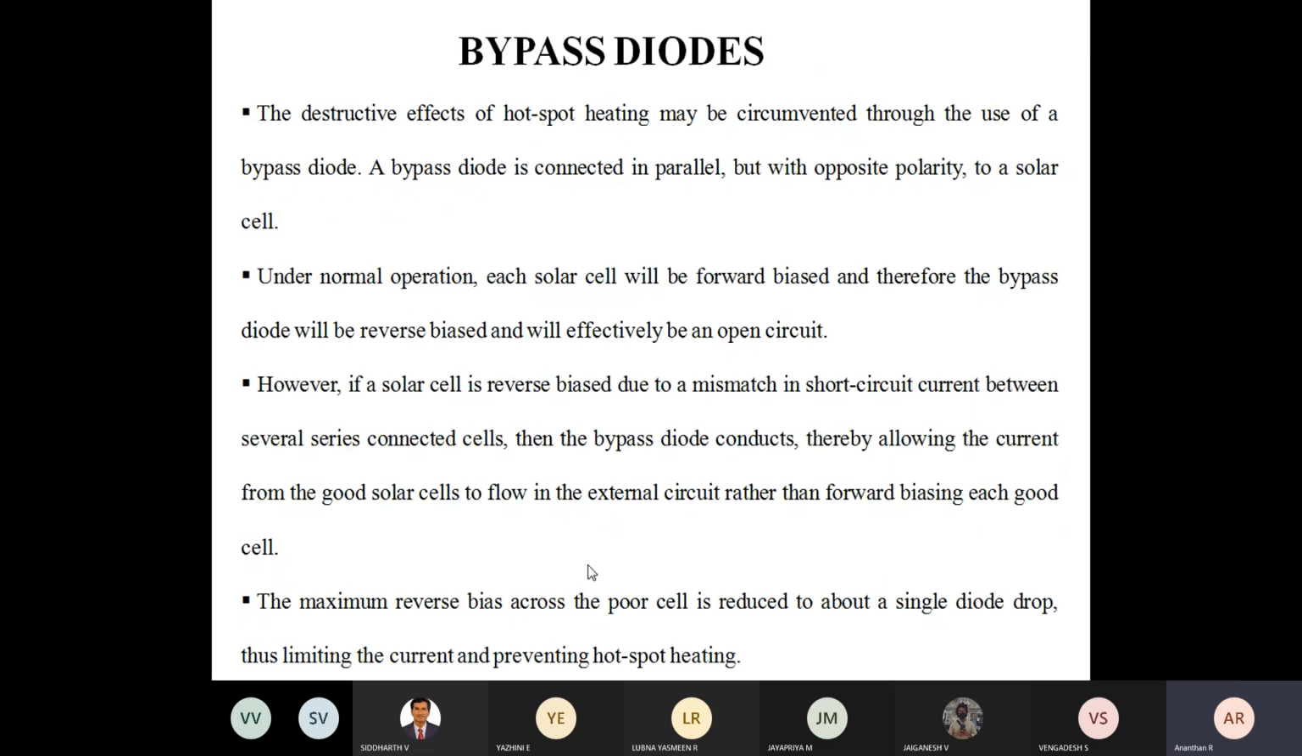Here, for reducing it, one of the basic general procedures is to introduce bypass diodes between the solar cells. If 35 cells are acting well and only one cell is acting badly, the bypass diode will bypass the poor cell from the total performance. The remaining cells will be forward biased, and the particular poor cell will be in reverse bias. By this, we can reduce the effect, get the maximum power, and reduce the hotspot heating losses. This is one of the important roles.